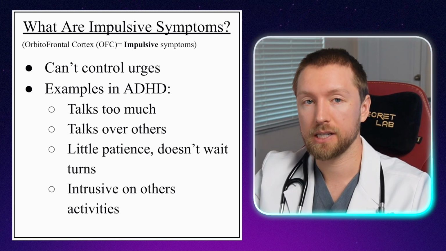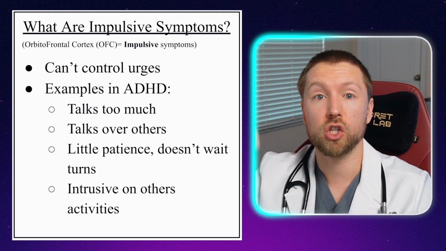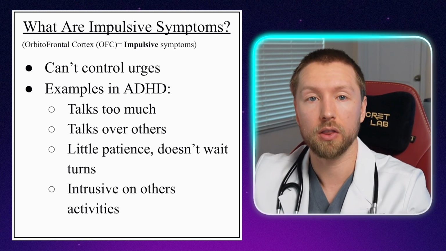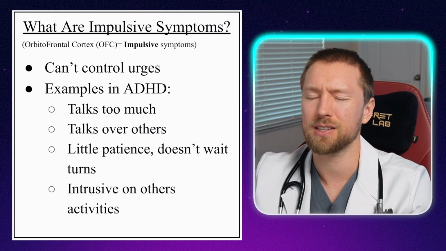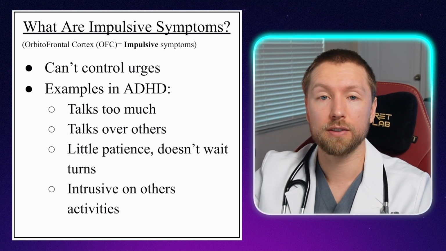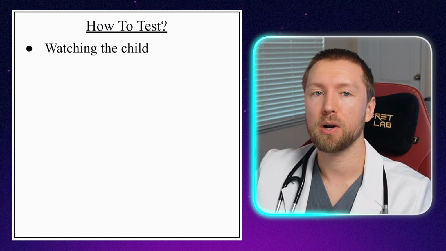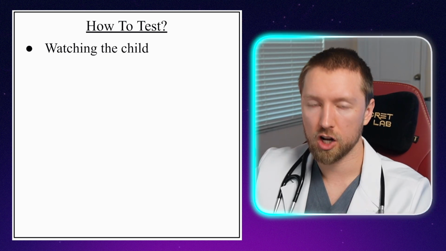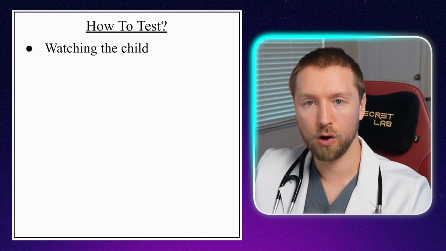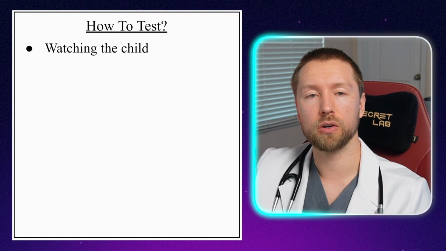And examples of this in ADHD would look like the child is talking too much, talks over others, has little patience and doesn't want to wait his turn, and is intrusive on others' activities. How do you test for impulsivity? This is the same as hyperactivity. It's going to be observation, watching at school, at home, and in the office during the evaluation.